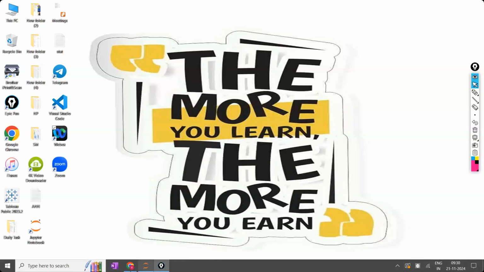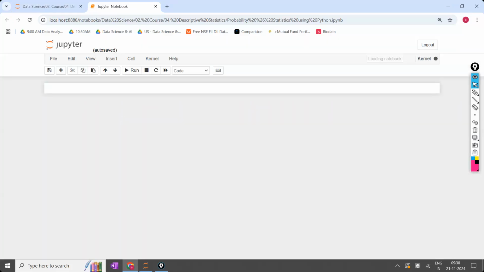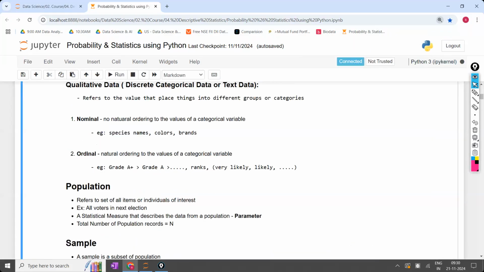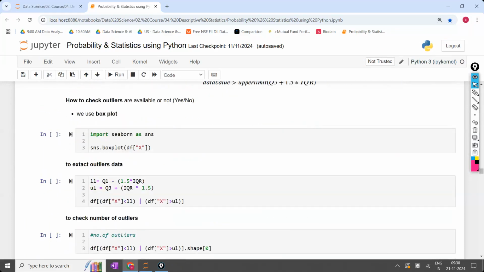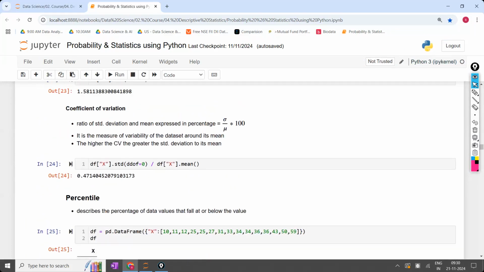Done. So in the last class, we were discussing descriptive statistics. Within descriptive statistics, we have seen measures of spread, or measures of dispersion. And in terms of measures of dispersion, we were discussing the percentile concept. So let's continue from here with the percentile.